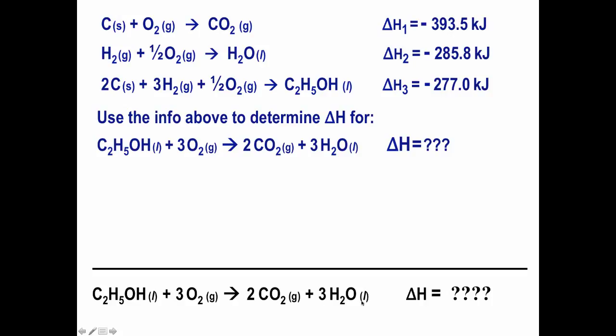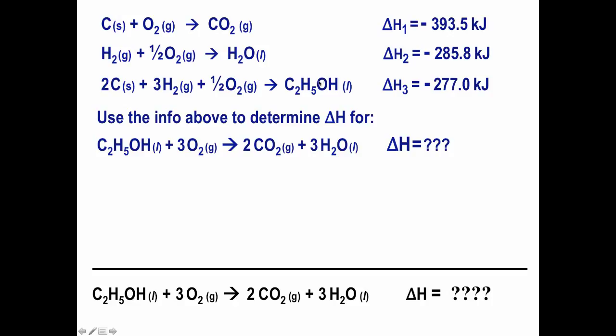Then, generally speaking, maybe just start from the left and deal with one compound at a time, working your way through with what you need to do, how you need to manipulate these, in this case, 3 equations, to get what you'd want. And here we need ethanol, C2H5OH, as a reactant on the left. And we notice we have one reaction, the third one up above, where we have ethanol as a product.